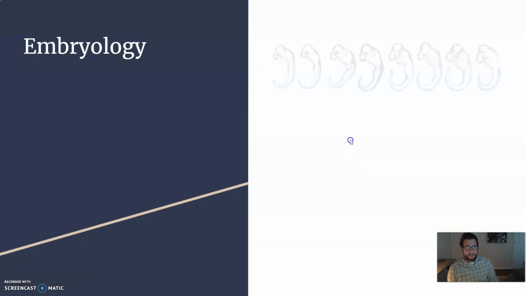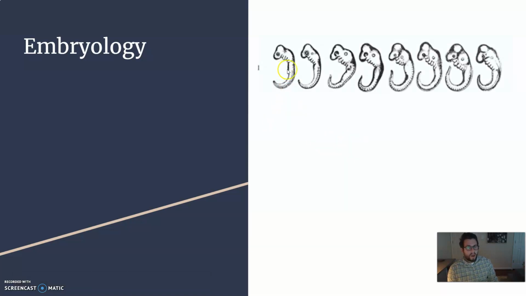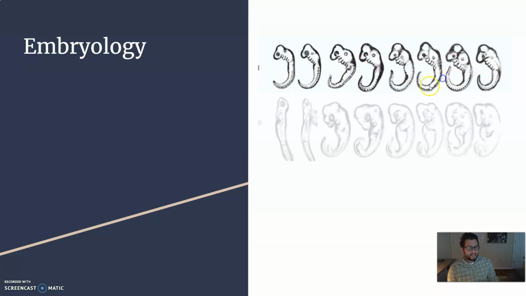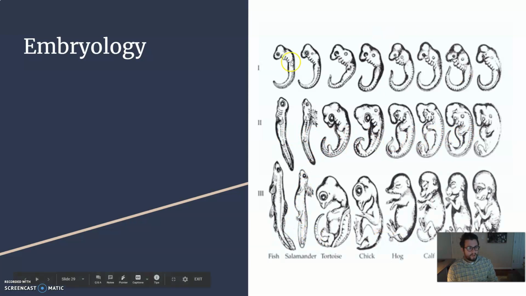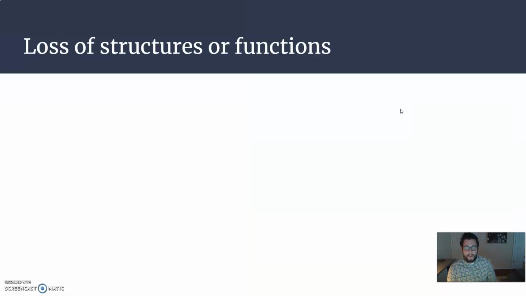Another good type of evidence would be embryology. So how an embryo develops over time. All these look very similar, but as they develop and change over time, they start to look a lot different. So even though they all look very similar at the beginning, this one over here was a human, this one over here was a fish. So the development over time can give us a window into how these organisms have evolved too.